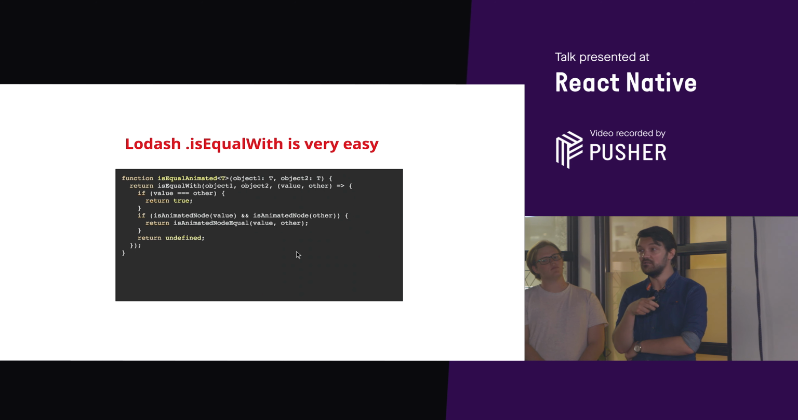If they happen to be animated nodes, we simply use our function called animatedNodeEqual. And if they're equal, we return true, which means the component would not render. Otherwise, we return undefined, which means we can rely on the default implementation of lodash, which is recursive and allows us to compare two objects, for instance styles or props, in a simple way that React does already by default.